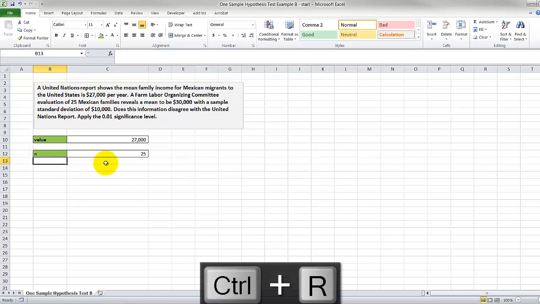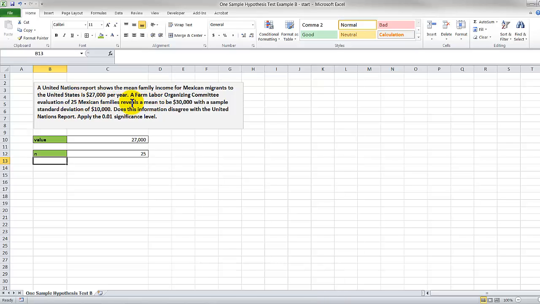What else do we know about the problem? This study revealed that the mean for these families was 30,000. Let's go ahead and document that. And so we're going to call this the sample mean, with a sample standard deviation of 10,000. Okay, what else do we have?